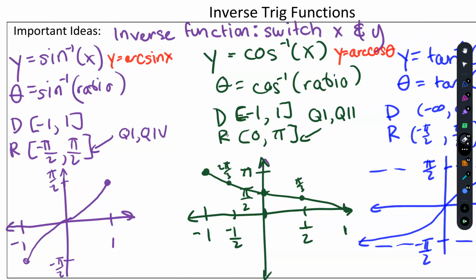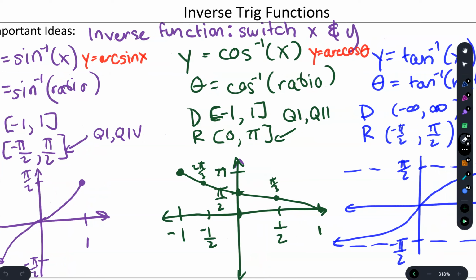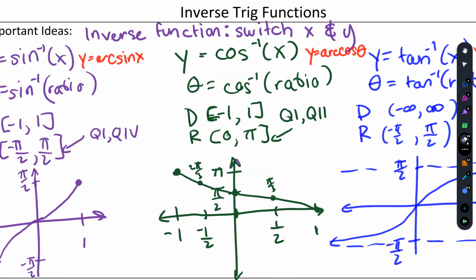So if I graphed that, on the x-axis I would have -1 to 1, and then on the y-axis my range would go from 0 to pi. Yeah? Good?